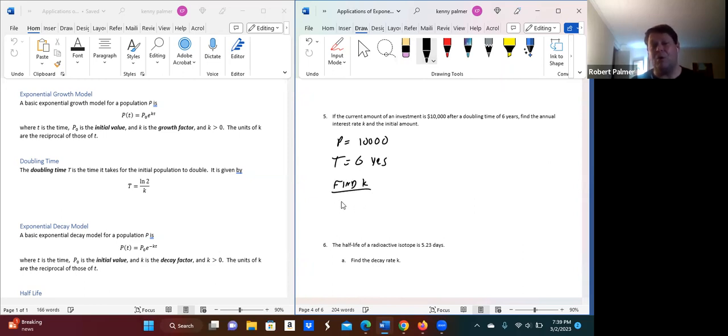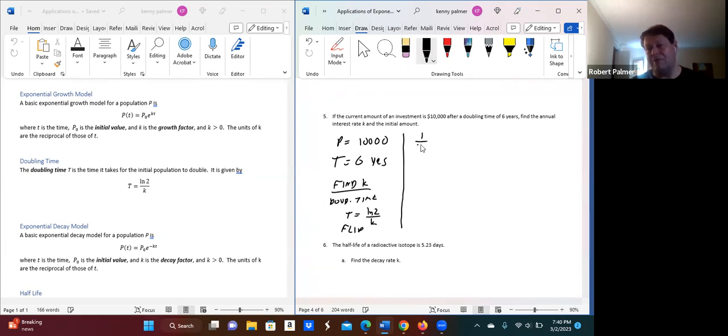Our doubling time equation is T is equal to natural log of 2 over K. Now this time we want to find K. This formula is given in terms of T, so we need to solve this for K. One way we can do that, you can think of it as cross multiplying if you want. Actually, anytime you have an equation, you can always just flip both sides. By flipping, I mean find the reciprocal of both sides. And that's an equivalent equation.